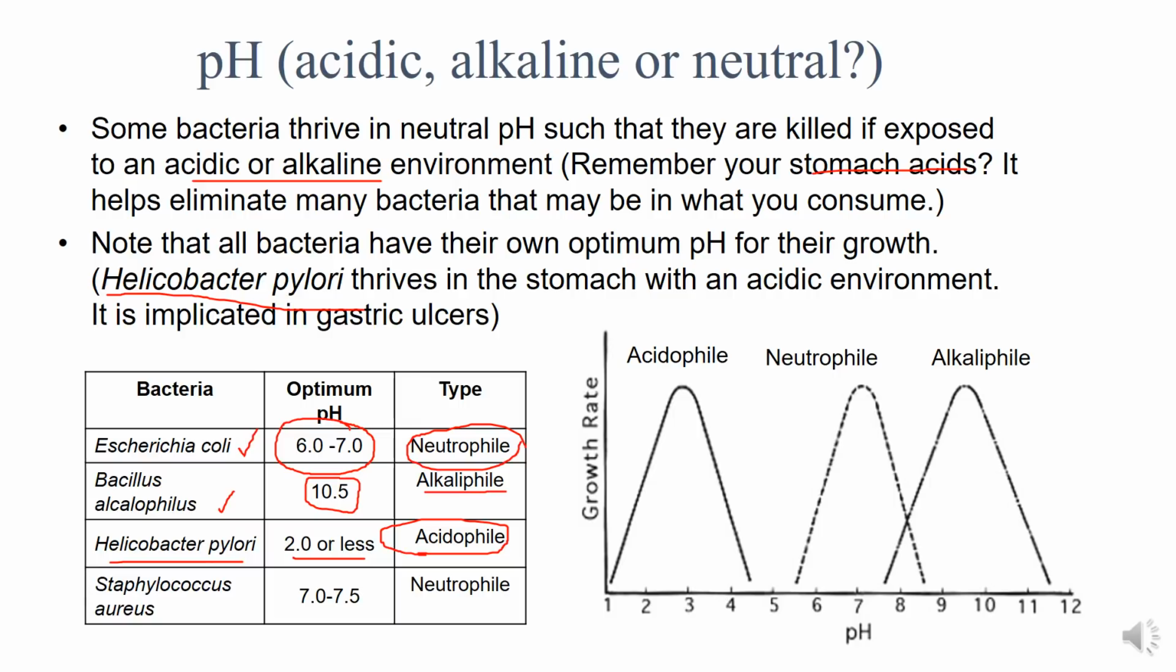So in this graph, as you can see, the pH ranges from 1 to 14 actually. It shows up to 12, but the pH range is up to 14. So anything below 7 is acidic and anything above 7 is alkaline pH.